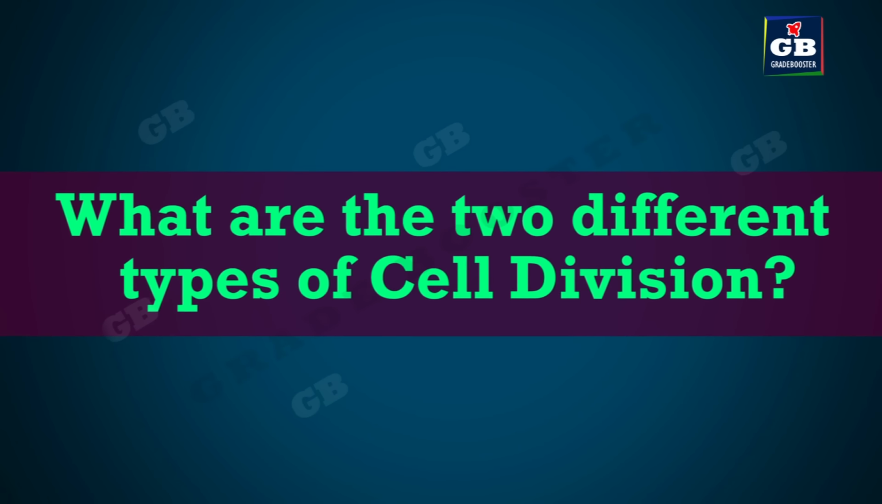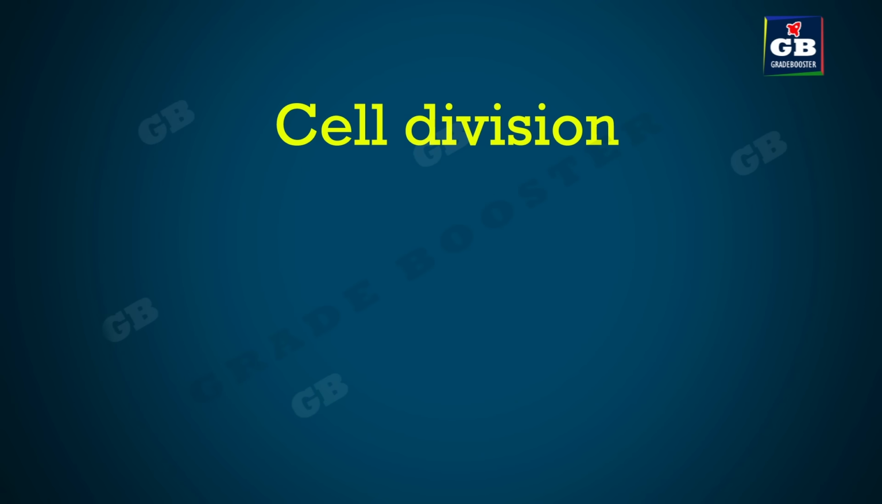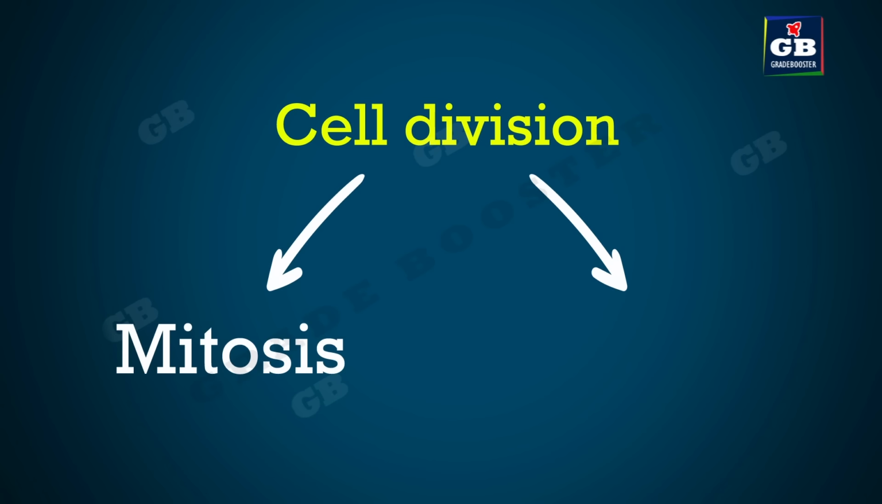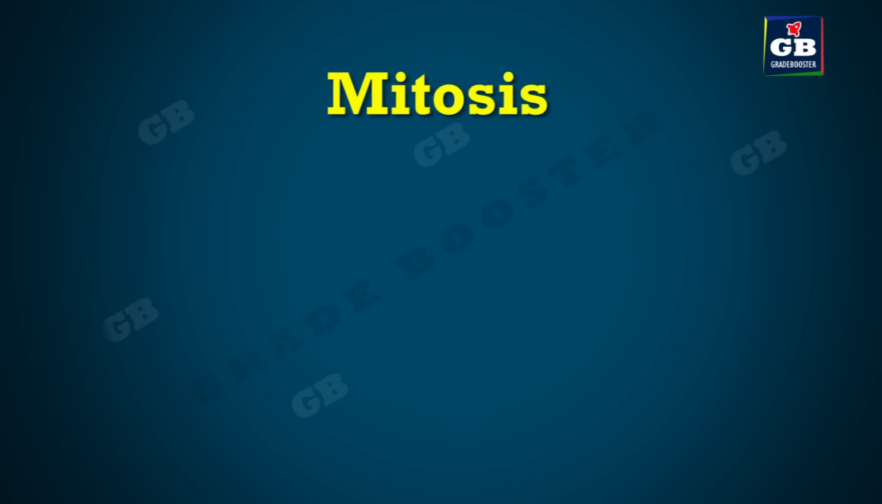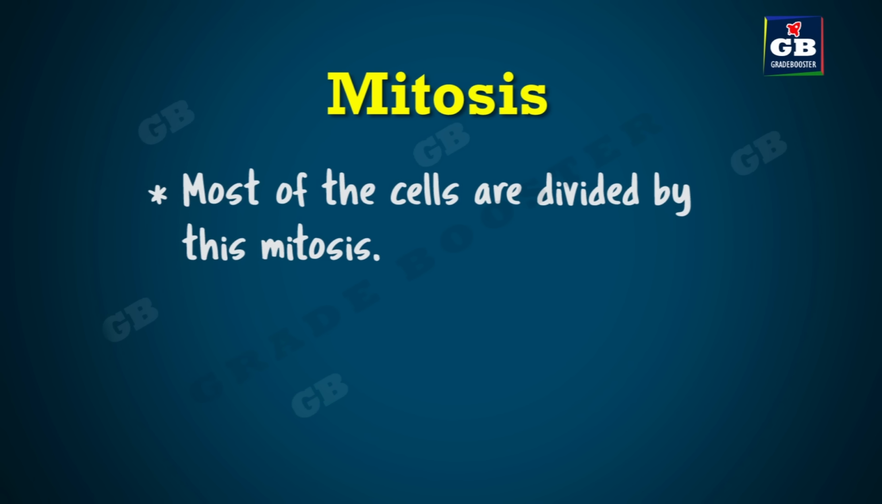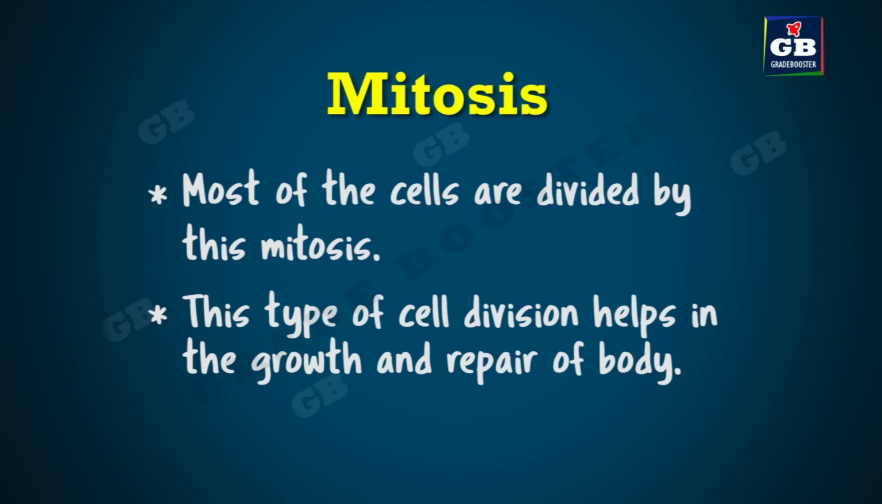What are the two different types of cell division? There are two different types of cell division, that is 1. Mitosis, 2. Meiosis. First let us see mitosis. Most of our cells are divided by mitosis. This kind of cell division helps in the growth and repair of the body.